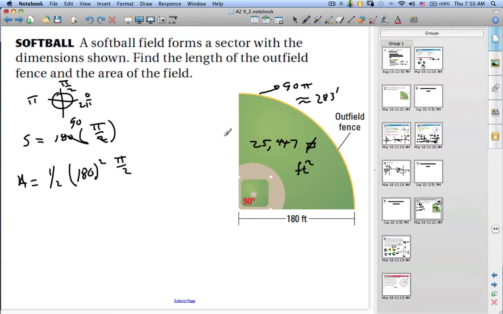Alrighty, so that's how you use arc length and sector area to calculate area and distance in a more authentic application. That's the end of 9.2.